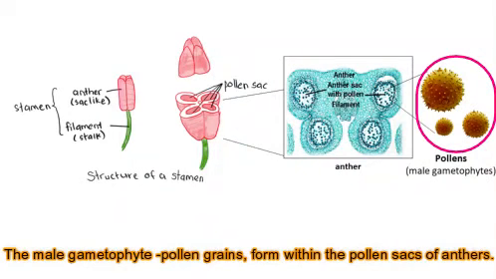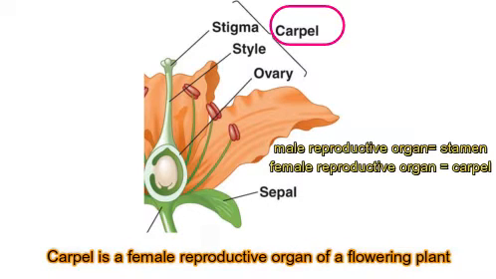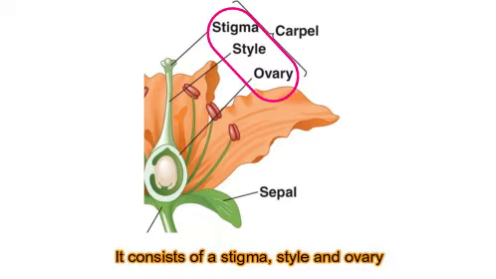The male gametophyte, which is the pollen grains, forms within the pollen sac of anthers. The female gametophyte, which is the embryo sac, forms within the ovules in the ovary. Carpel is a female reproductive organ of a flowering plant. It consists of a stigma, style, and ovary.